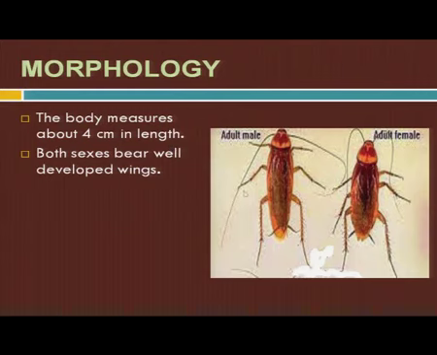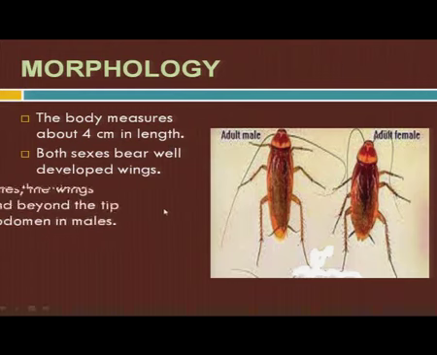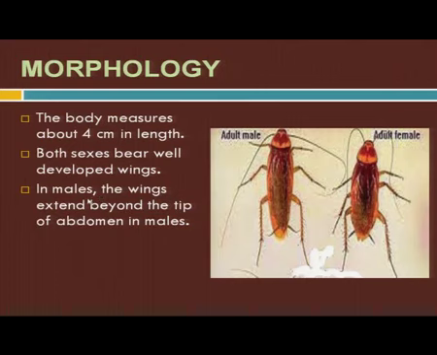Both the sexes bear well developed wings, but there is a difference between the male and the female wing. In the males, the wings extend beyond the tip of the abdomen, as you can see here, but that is not so in the case of females. So, by looking at the wings of the cockroach, you can also decipher whether it is a male or a female cockroach.